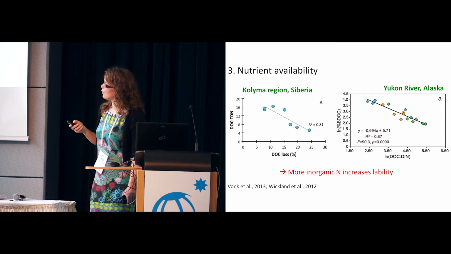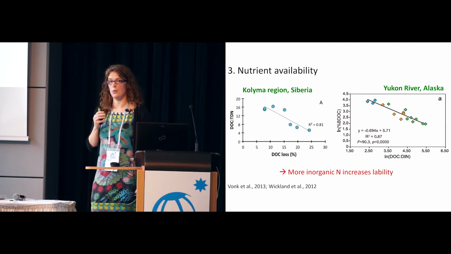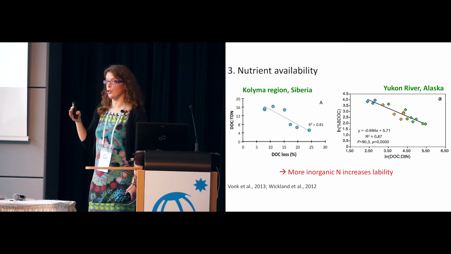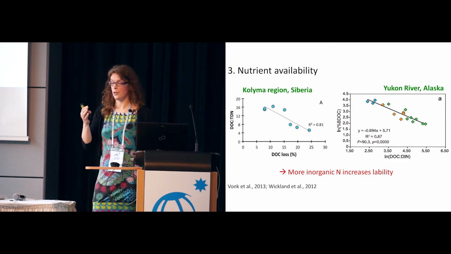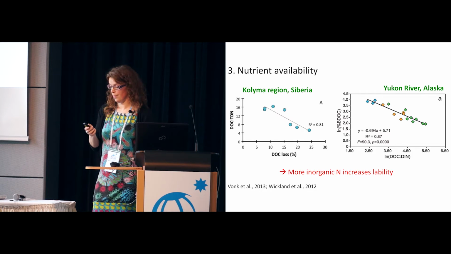Nutrient availability is also very important. These are two examples of two different river systems where you see that more inorganic nitrogen, or in other words, lower DOC to total nitrogen ratios, result in higher DOC losses.